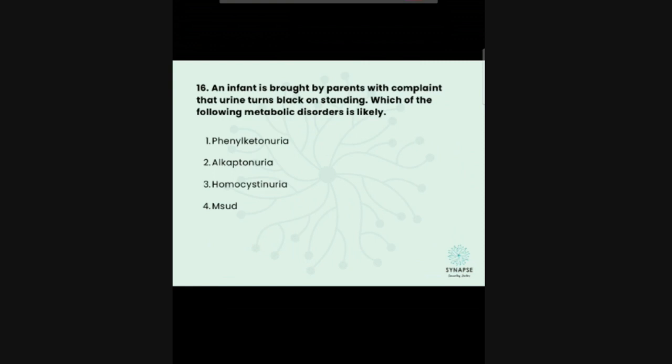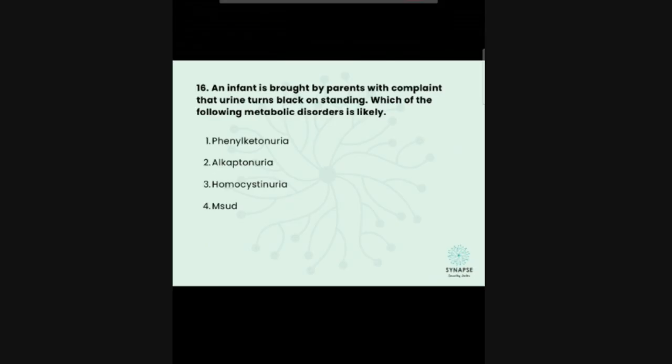What is our question? Urine turns black on standing. Very direct. Which amino acid metabolic disorder is likely to be associated with this? Alkaptonuria. In alkaptonuria, whenever you expose the urine to air, it just turns black; the color changes. Another commonly asked thing with alkaptonuria is ochronosis. When there is deposition in the vertebral bodies, you get a condition called ochronosis. So in alkaptonuria, these two are the common questions.